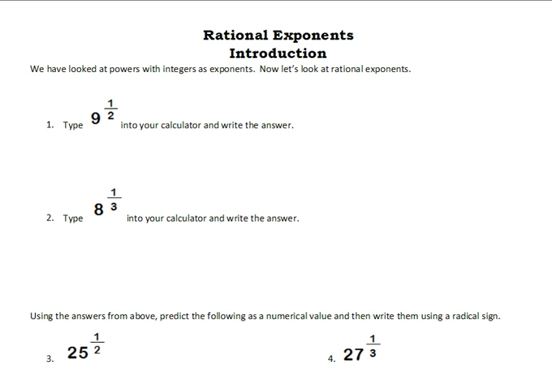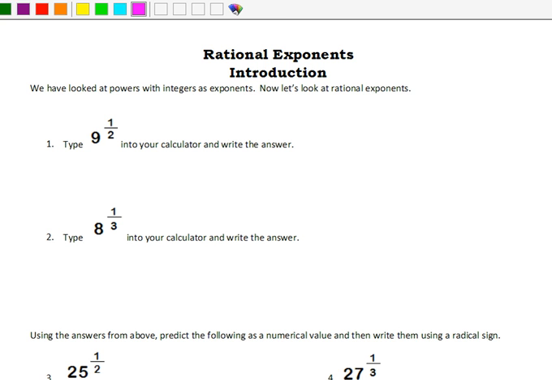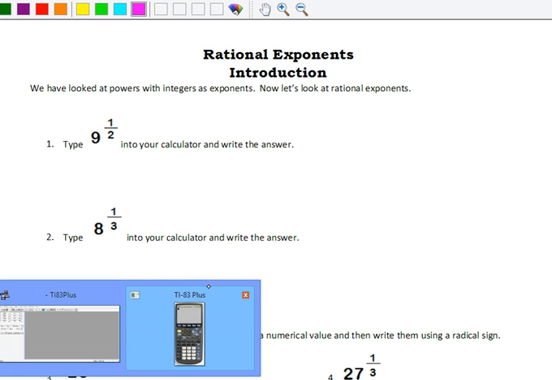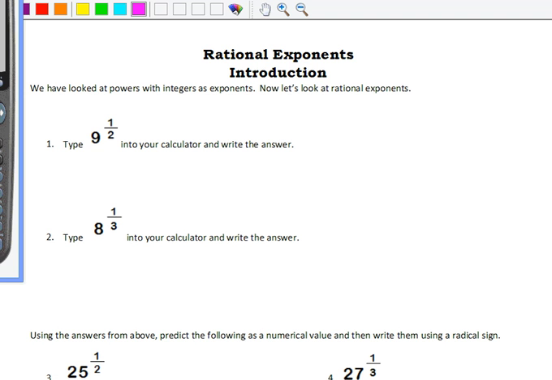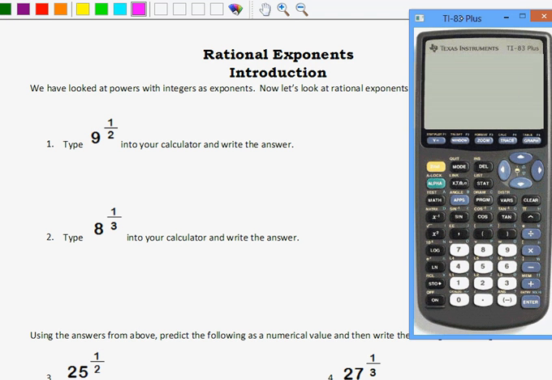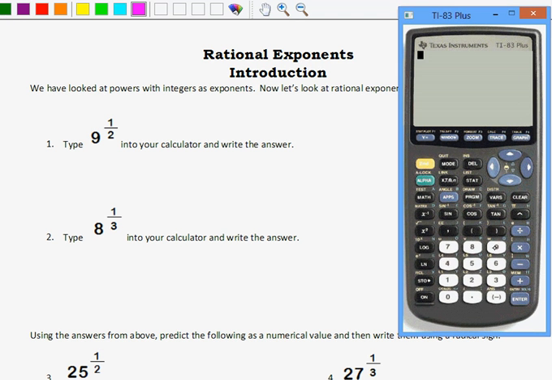Okay, so far in this chapter, we have looked at positive exponents, negative exponents, and exponents of 0, and now we're going to look at rational exponents, exponents that are in fraction form. In order to do this, we're going to look at this first problem and just type it into our calculator and see what our calculator gives us. So we have 9 to the 1/2. Let's put that into our calculator.